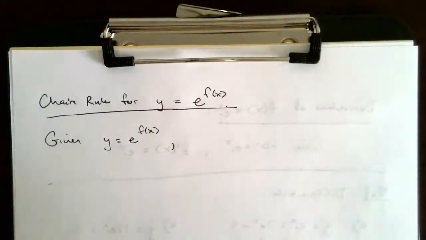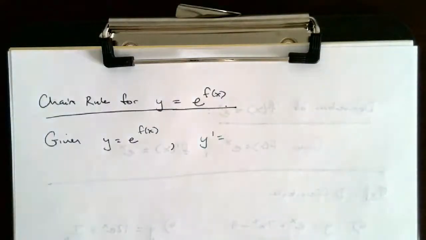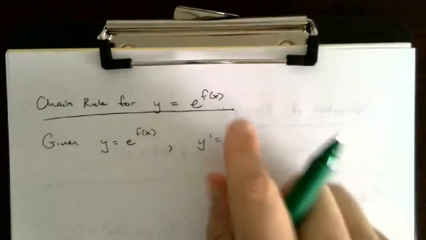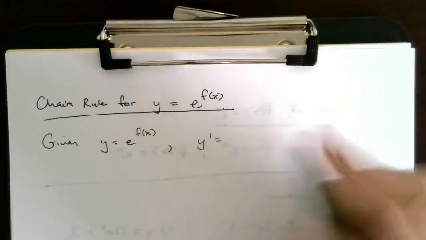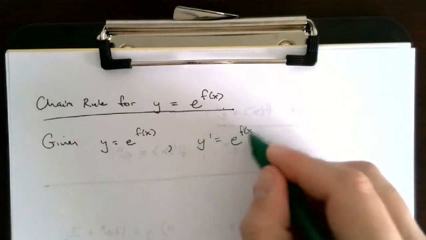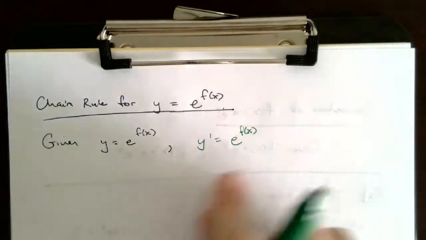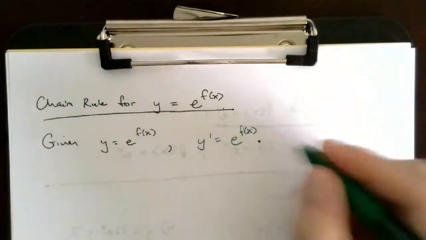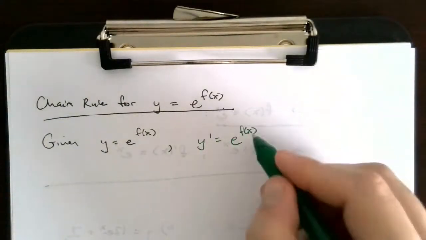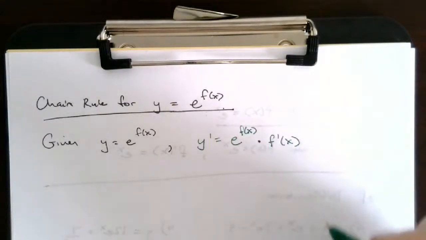Then y prime, the derivative, using the chain rule, if you remember how it works, says you take the derivative of the outside function, keeping the inside the same. The derivative of e to the x is e to the x, so the derivative of e to the f of x would be e to the f of x times the derivative of the inside function, which is the exponent here, so times f prime of x.